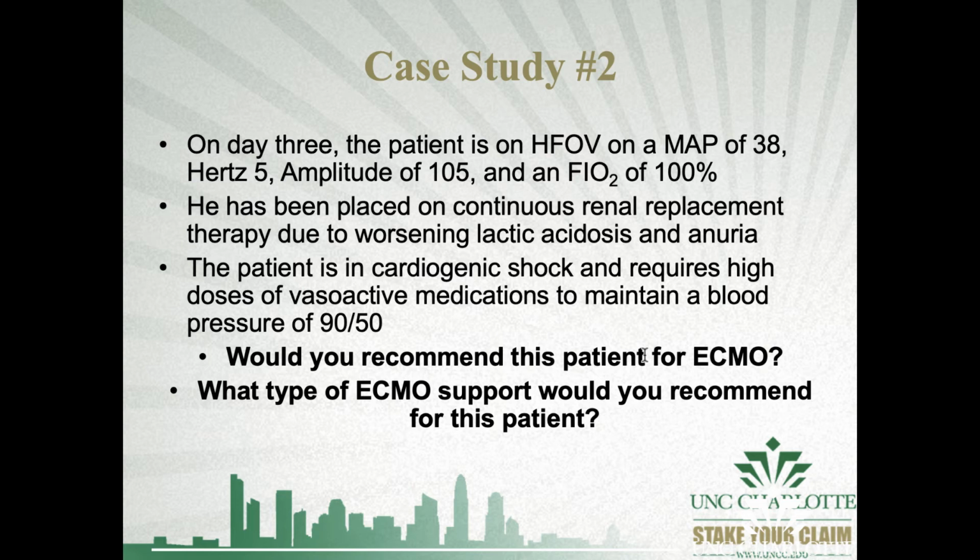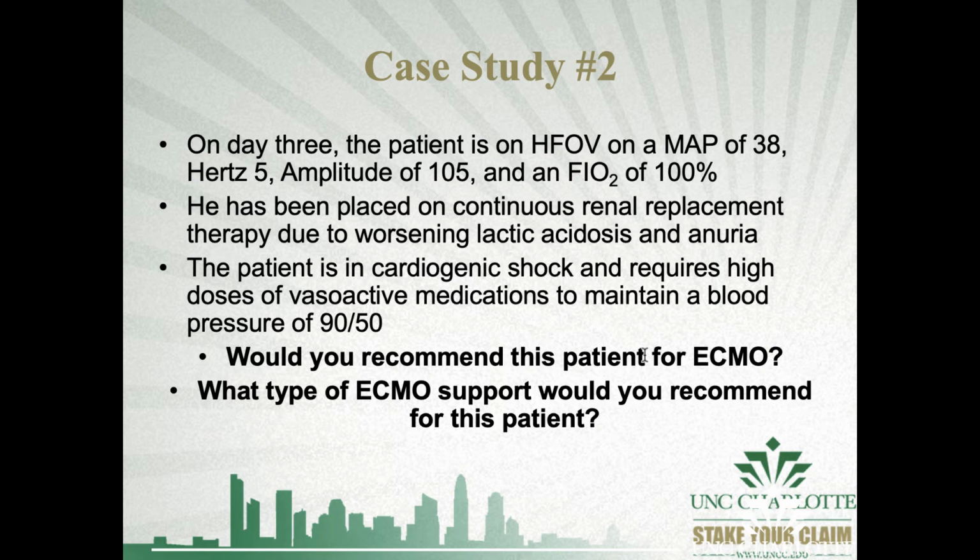So we put on the oscillator, his MAP is 38, so we could assume, based on what I said, just in theory, that his MAP on the ventilator was 33. Hertz of 5, amplitude of 105, and an FiO2 of 100%. He's been placed on continuous renal replacement, CRRT, due to worsening lactic acidosis and anuria. So his kidneys aren't working, he's not perfusing them. He's in cardiogenic shock and he's on the oscillator. That does not sound like fun.